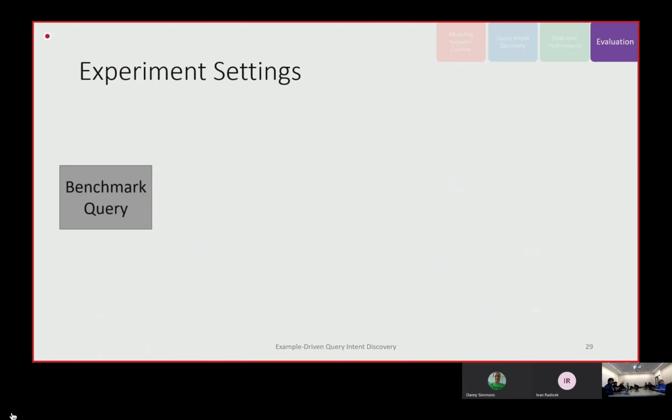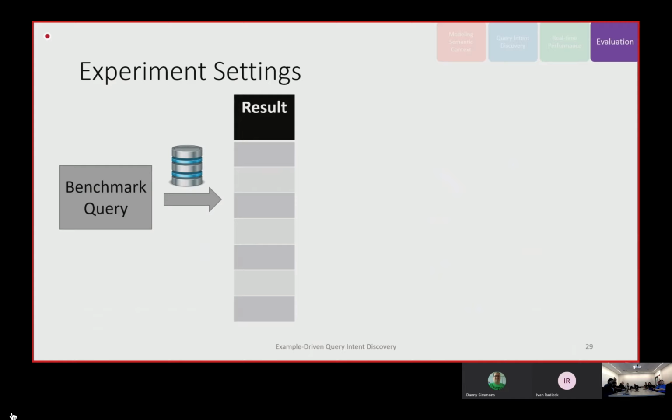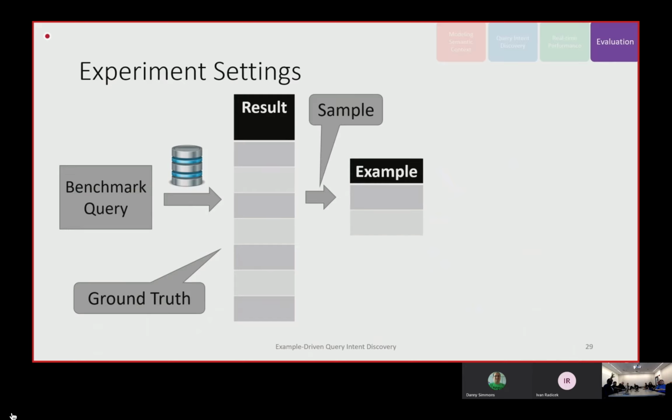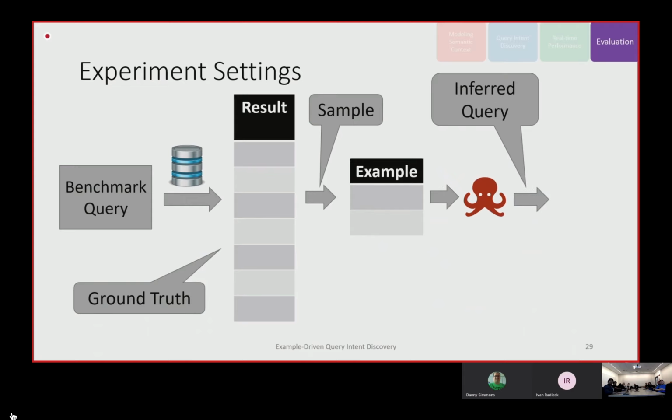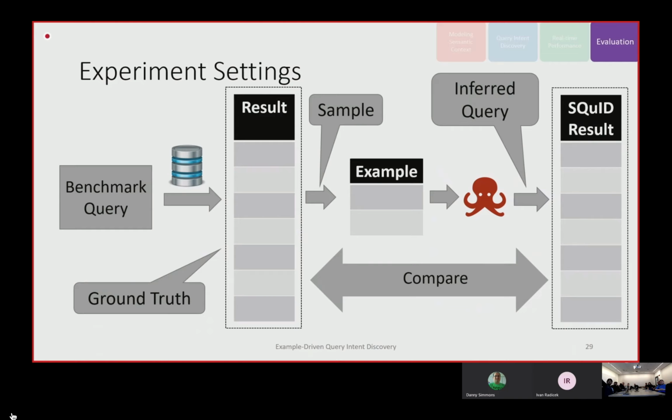So we take a benchmark query, we execute it and find some results. We mark it as the ground truth, as if these are the tuples the user is looking for, their true intention. We sample some tuples from this result and form our example tuples. We give it to SQuID. SQuID infers a query. We execute it and we find the result SQuID produces. Now we compare this result with the ground truth in terms of precision, recall, and F-score to see how SQuID performed.